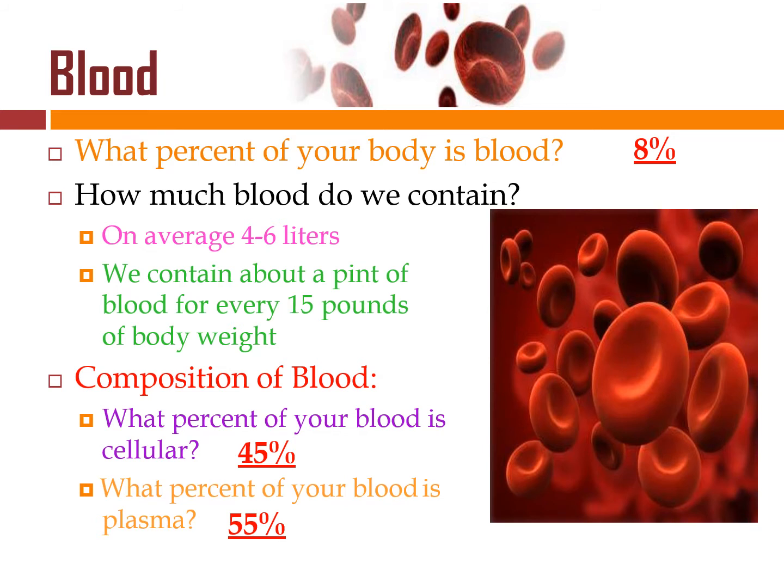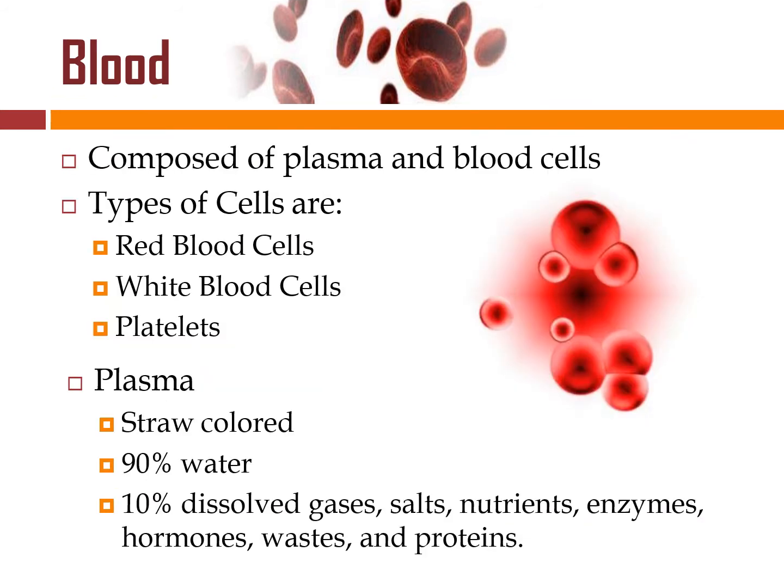About 4 to 6 liters on average. The composition of blood is 45% cells and 55% plasma. Blood is composed of plasma and blood cells.